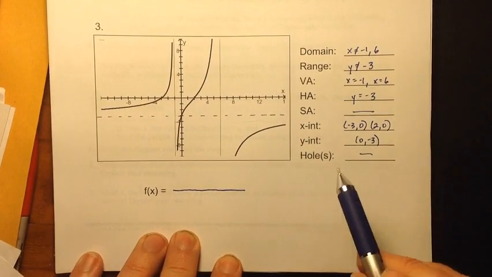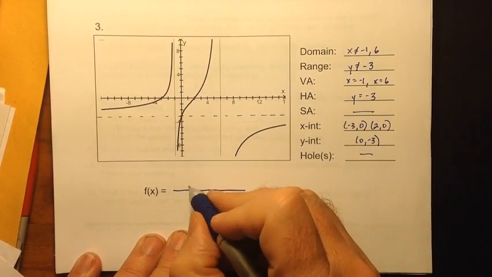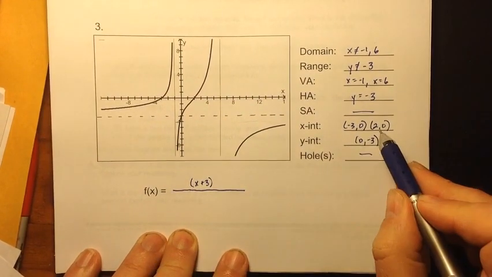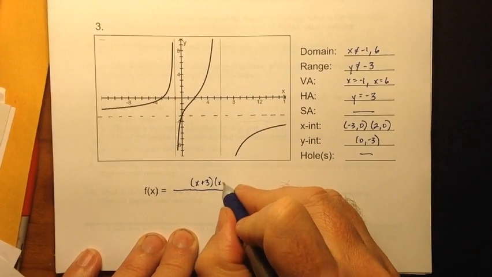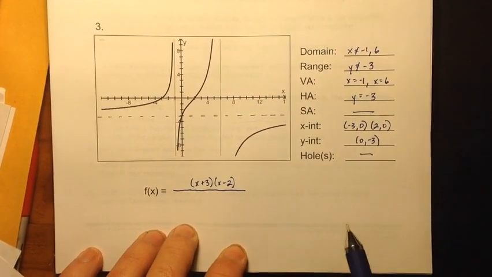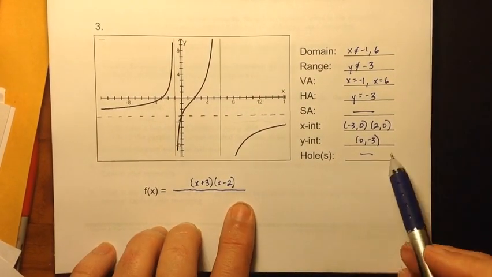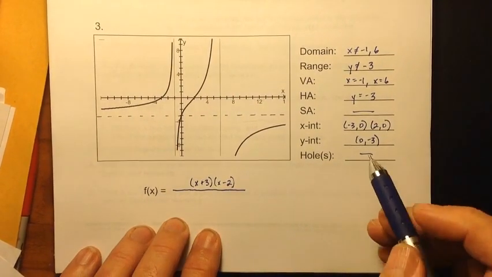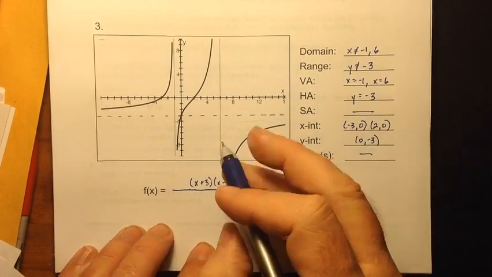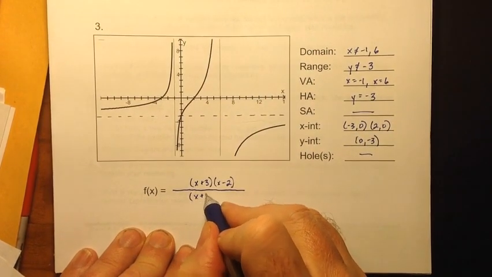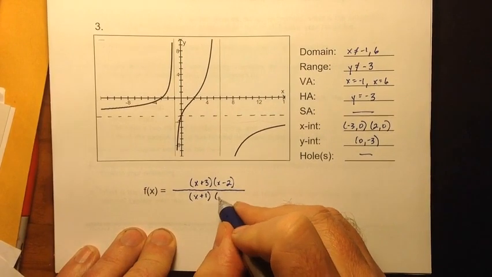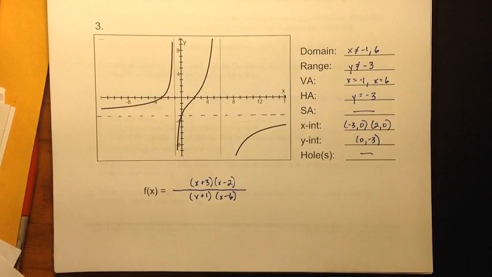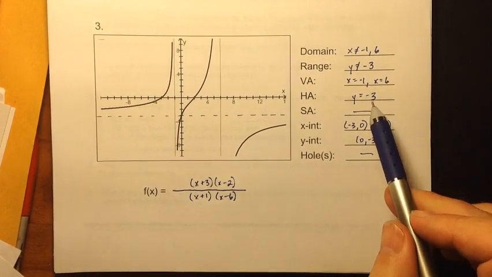Alright, on top I'm going to have x minus my x-intercepts. So x minus negative 3 is going to become x plus 3. X minus 2, also x minus the x-intercept. And then x minus a hole, but I don't have a hole, so I don't have to worry about that. On the bottom, x minus any vertical asymptotes. X minus a negative 1 becomes x plus 1. X minus 6.